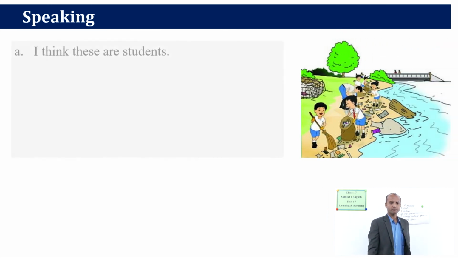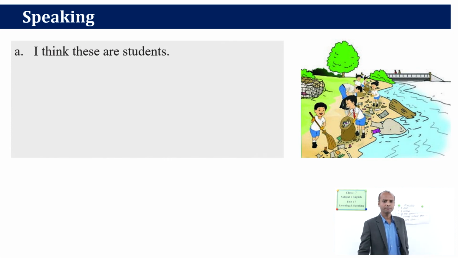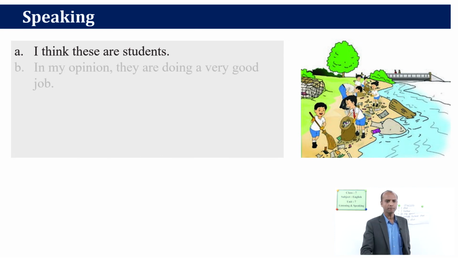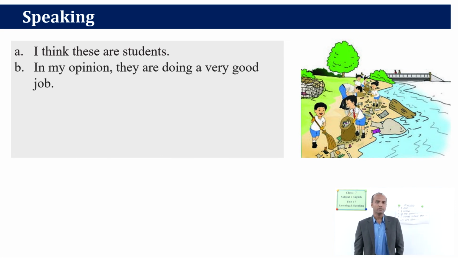Next, what do you see there? You see some people cleaning. They have brooms and other things, and they are cleaning the side of the river. So you can say, I think these are students. Very good. What else? Are they doing a good thing or a bad thing? Definitely they are doing a good thing. That's why you can say, in my opinion, they are doing a very good job.